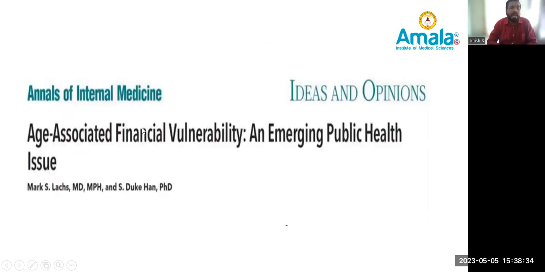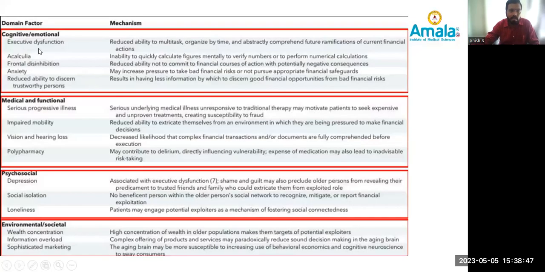Another vulnerability that they have is the age-associated financial vulnerability. The multiple factors lead to financial vulnerability in the older adults because of a decrease in cognition, the cognitive and emotional domain, or the medical and functional domain, a psychosocial domain, and the environment and societal. So these are the 4 important domain factors that are taken care of in the comprehensive geriatric assessment. And someone who has dementia may be exploited financially by the caregivers, by their children themselves, or by their relatives. They might have progressive illness.